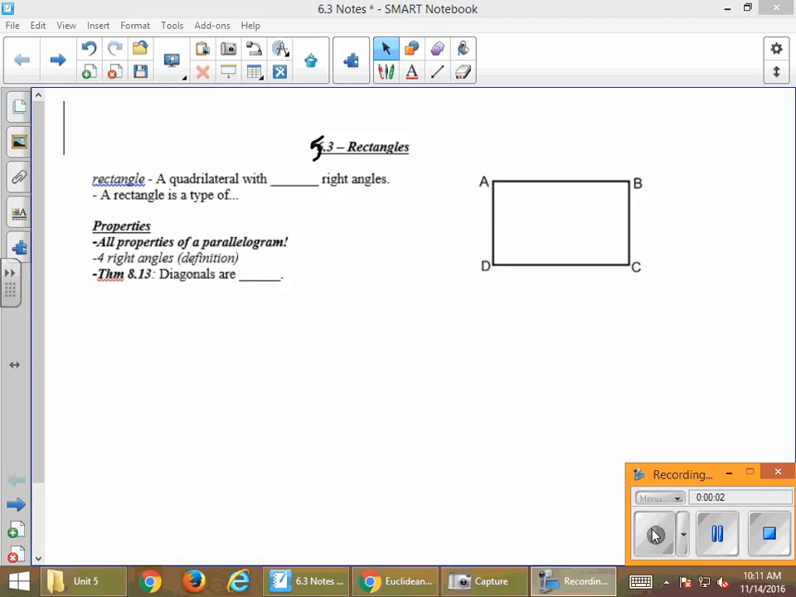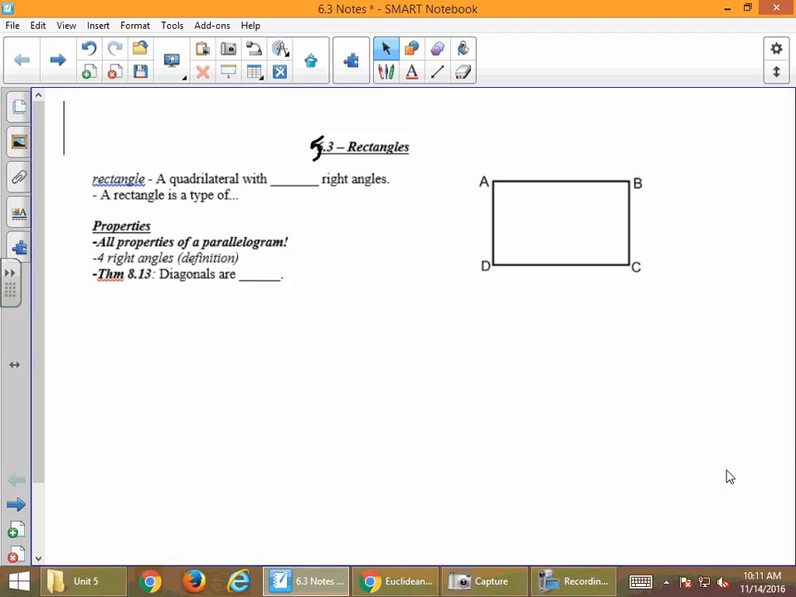12 equals 4. And it goes out 5.3, so it should look like this at the top of your page.